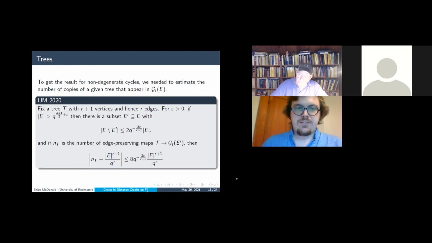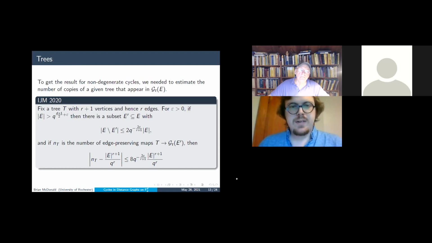What we get out of this is that if N_T is the number of edge preserving maps from your tree into the distance or dot product graph on E prime, then we get the main term that we would expect from our heuristic, with an error term that is good enough for our results. Once again, when we're phrasing it in terms of the number of edge preserving maps of T into this graph, we are allowing for degeneracies here, in the sense of repeated vertices.